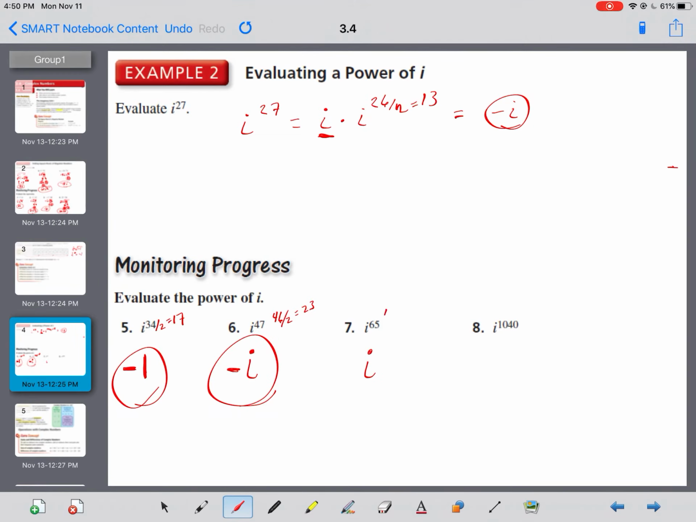i to the 65th is odd. Pull an i off of there. Now it's 64. Divided by 2, that's 32. That's even, so it's just a plain old positive i. This one's already even. Divided by 2, that's 520. That's even, so it's just going to be 1. Not an i. Didn't have to pull anything off of there. And that's all it does. If it's an odd number, pull an i off. Then figure out, is it positive or negative? If it's not an odd number, you don't have to pull an i off. It's a 1. Figure out if it's a positive or a negative one.